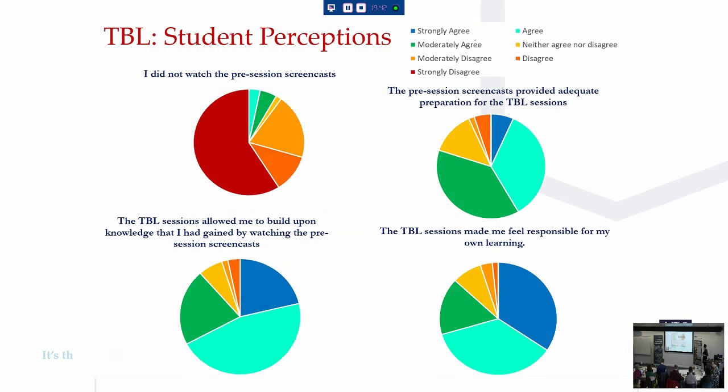And I think how they've edited them has given it quite a good student aspect to the resources. So just to link it into what Graeme said, my TBL workshops were again involved in enhancing active learning. Not very many of them didn't watch the resources before, so the red is disagreeing and the greens and blues are agreeing. This was a slightly different project to what Graeme was doing, because a lot of this was based on more qualitative data, but there is a bit of quantitative. So again, the sessions allowed them to build their knowledge they'd gained watching the pre-session screencasts. The TBL sessions made them feel responsible for their own learning, which is really important.